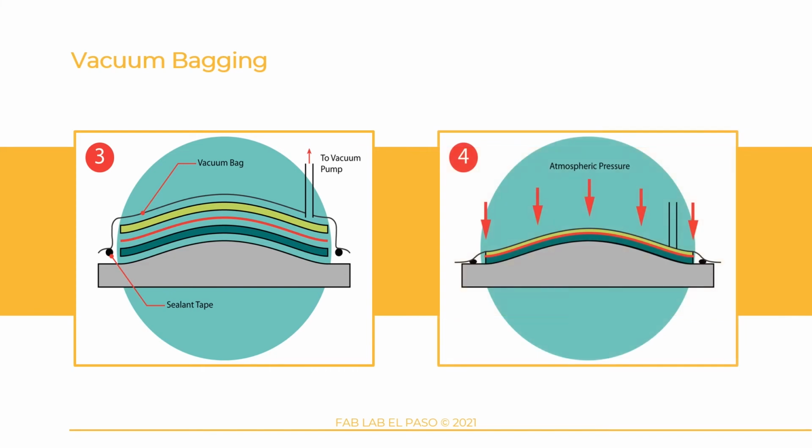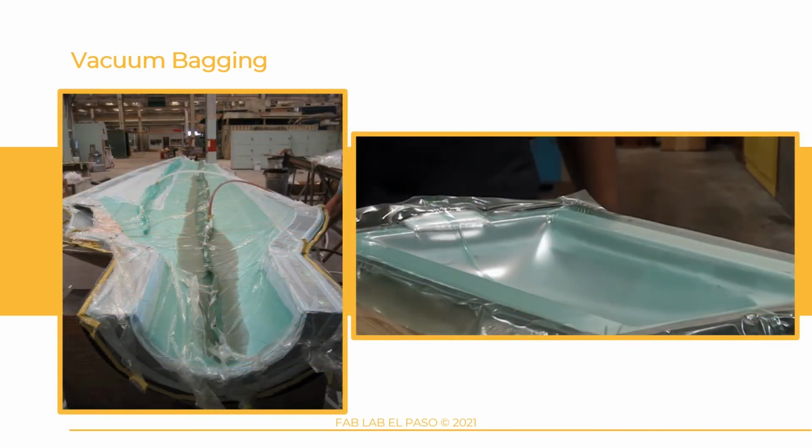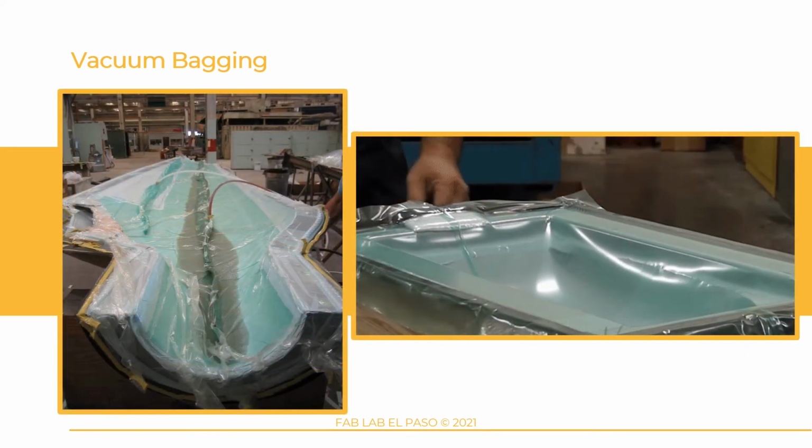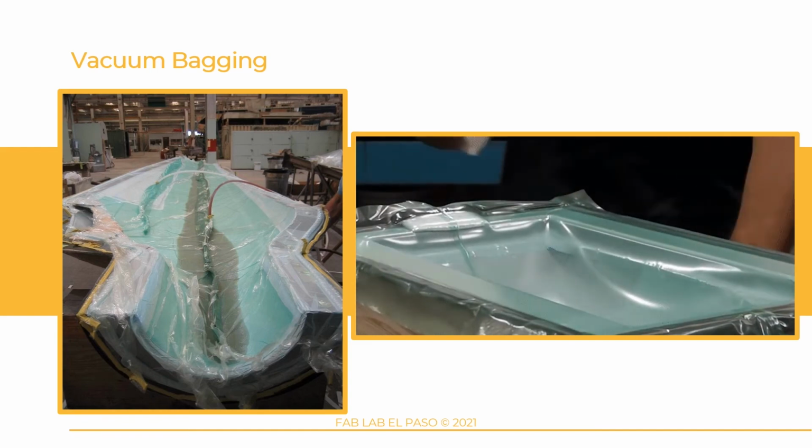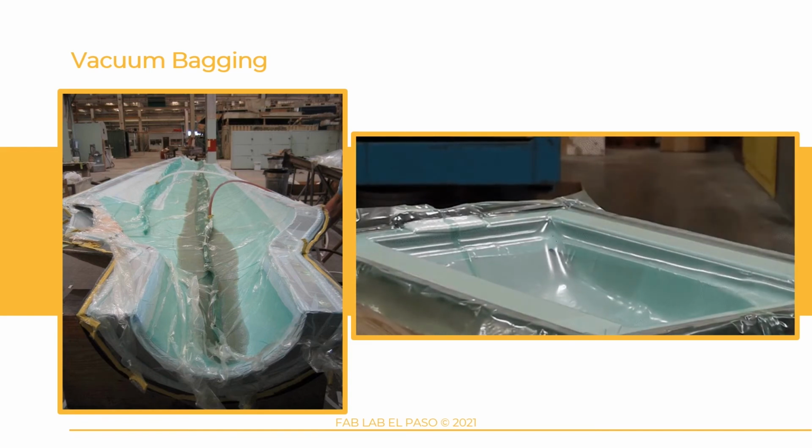Due to the uniform pressure applied to this material, parts manufactured by this process are typically very strong and have a very good surface finish. This method can be used to manufacture extremely large parts, like wind turbine blades.